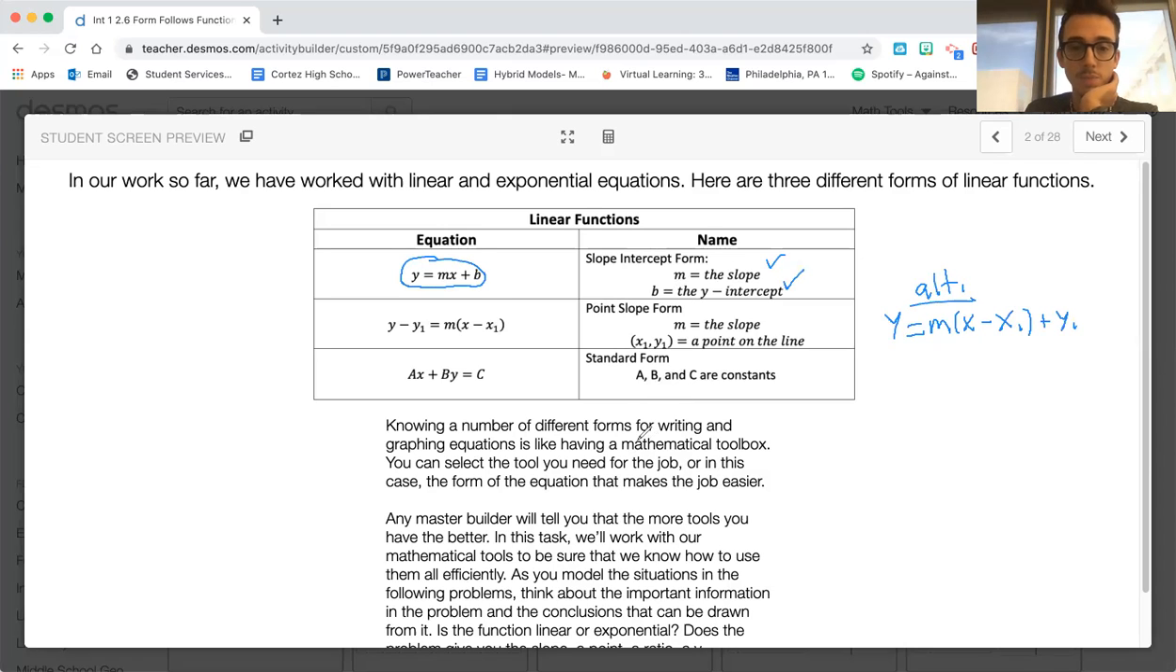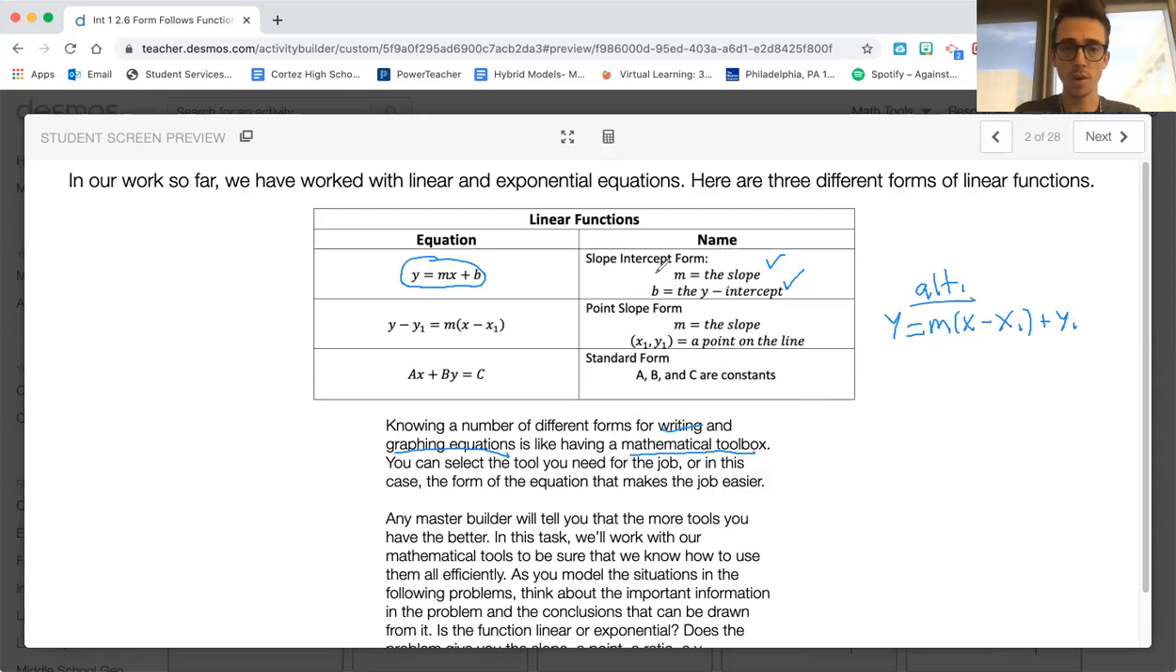Knowing a number of different forms for writing and graphing equations is like having a mathematical toolbox. Everybody hires you for jobs if you got a good set of tools and know what you're doing. You can select the tool you need for the job, or in this case, the form of the equation that makes the job easier. All right.